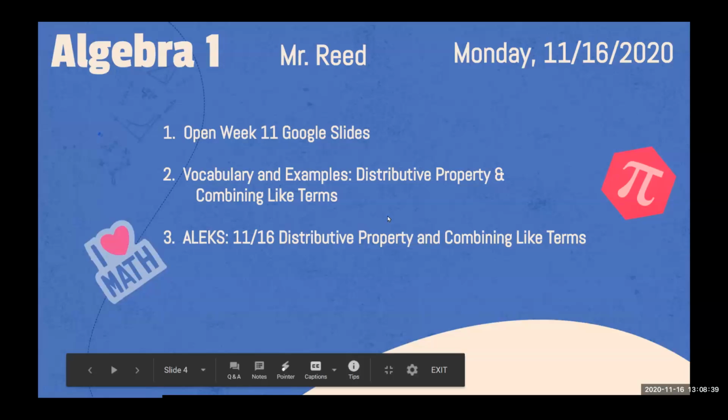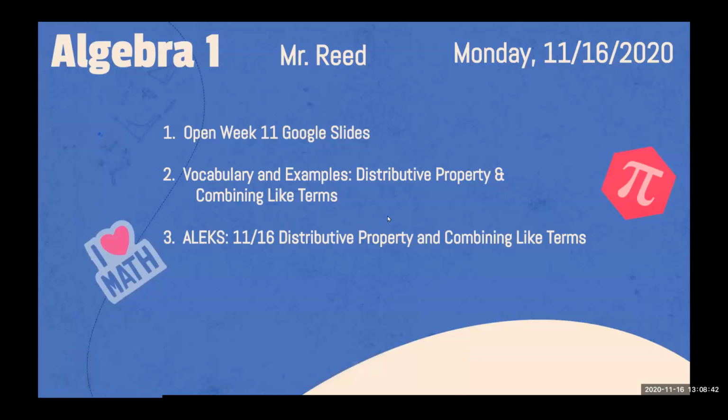So, week 11, hard for me to believe, but I'm trying to believe it. So, week 11, Google Slides, and today we are going to try and see if we can walk through three important vocabulary terms that really we probably should have already walked through, but that's why we're going to them right now. And our main focus today is going to continue with distributive property.